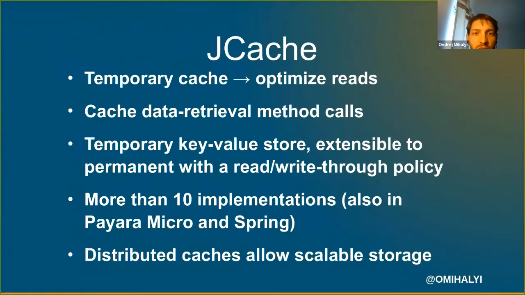JCACHE is a mechanism for basically storing key-value data, so it's similar to other key-value NoSQL databases. The only difference is that there's no guarantee about keeping the data in the cache, or the JCACHE standard doesn't really ensure that the data is persisted in a database.